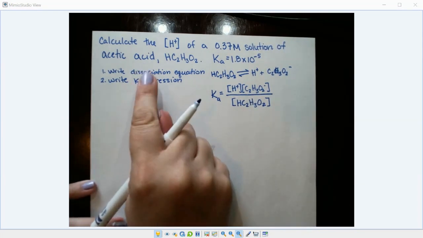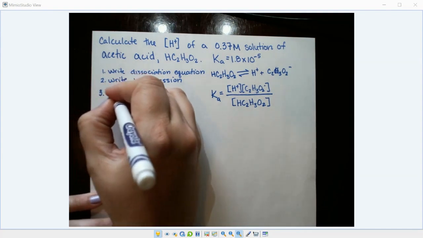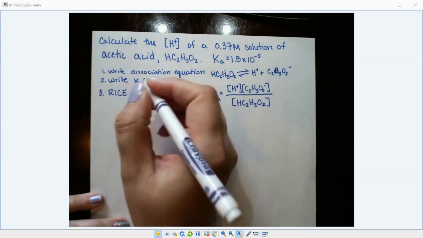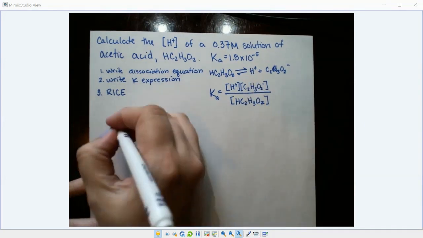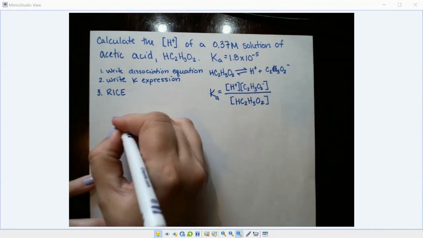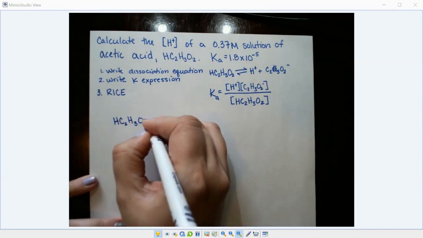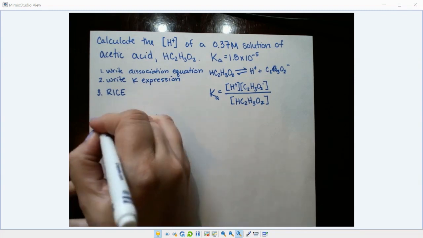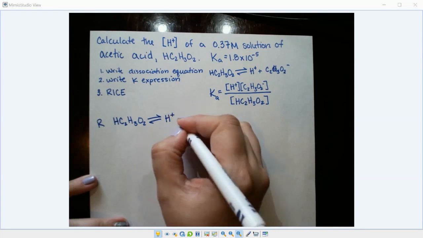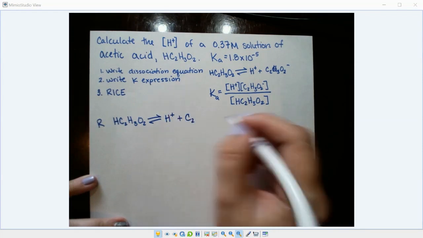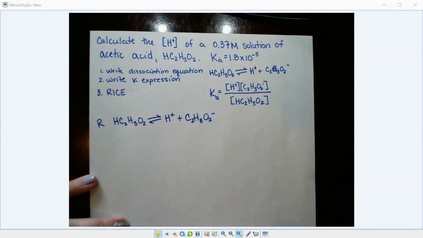Write the dissociation equation, write the K expression, and then what follows from that, what we did at the beginning of this lesson, fill out a rice table. So let's do a rice table for all of this. Remember, R is the reaction. So here's my dissociation equation. I didn't write this in a way where I could have used it over here and not had to rewrite it. That would have been nice.